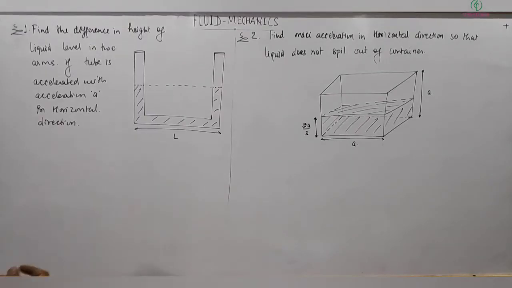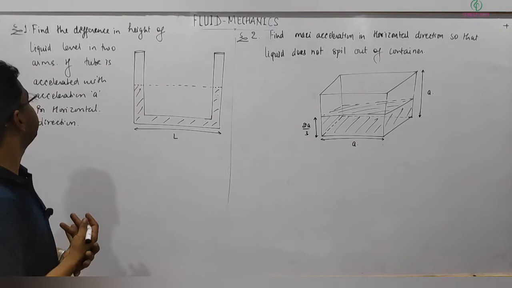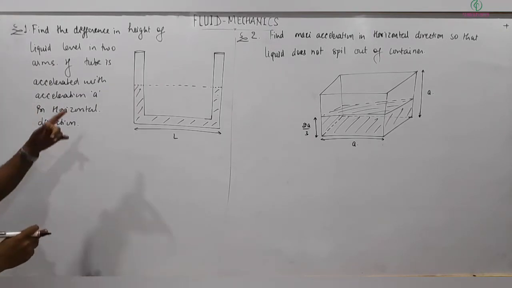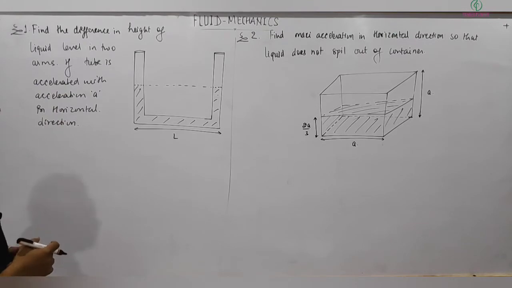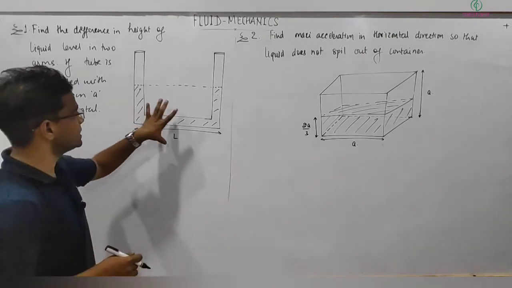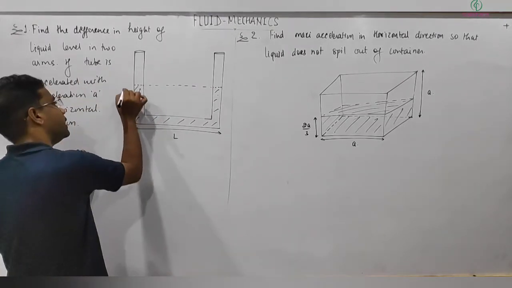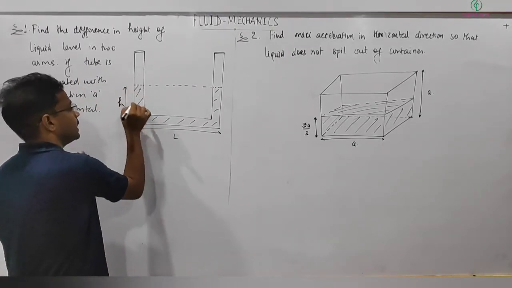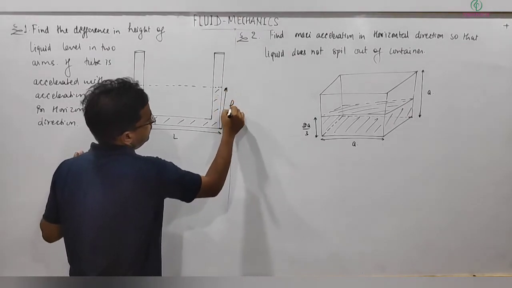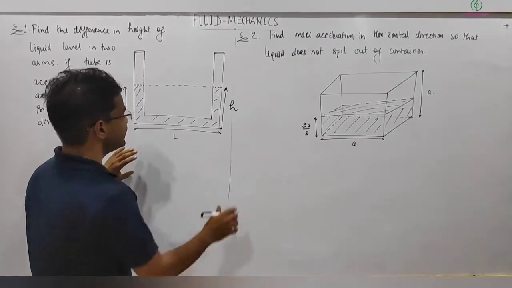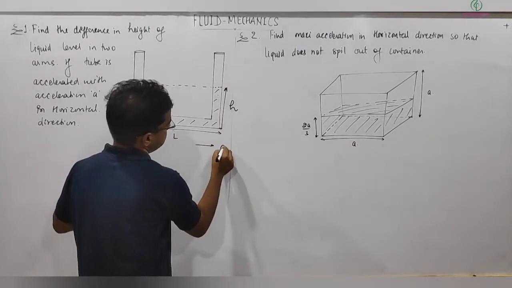Okay, see the next problem. Here, find the difference in height of liquid level in two arms if the tube is accelerated with acceleration a in the horizontal direction. So this is the situation: a U-shaped tube is given and some liquid is filled in it, so initially the level of liquid in both arms will be equal, and initially it is at rest. Now it is given some acceleration a in the horizontal direction.